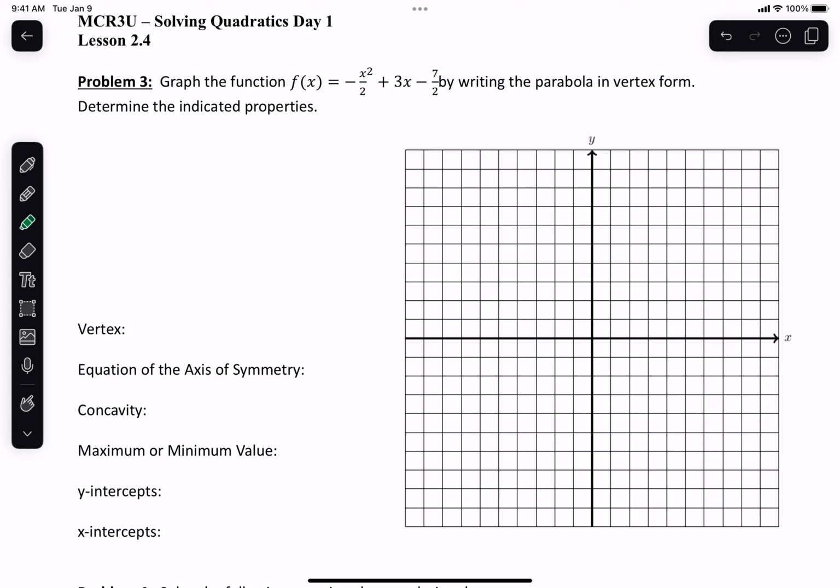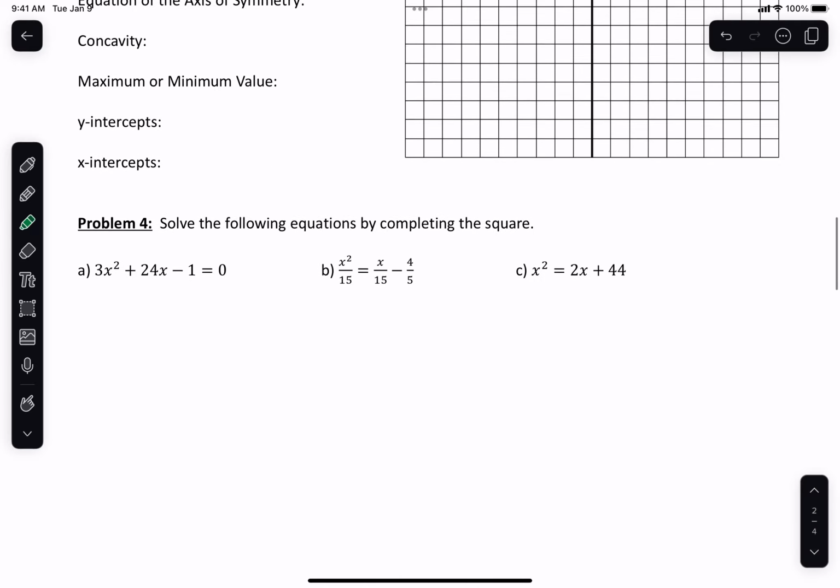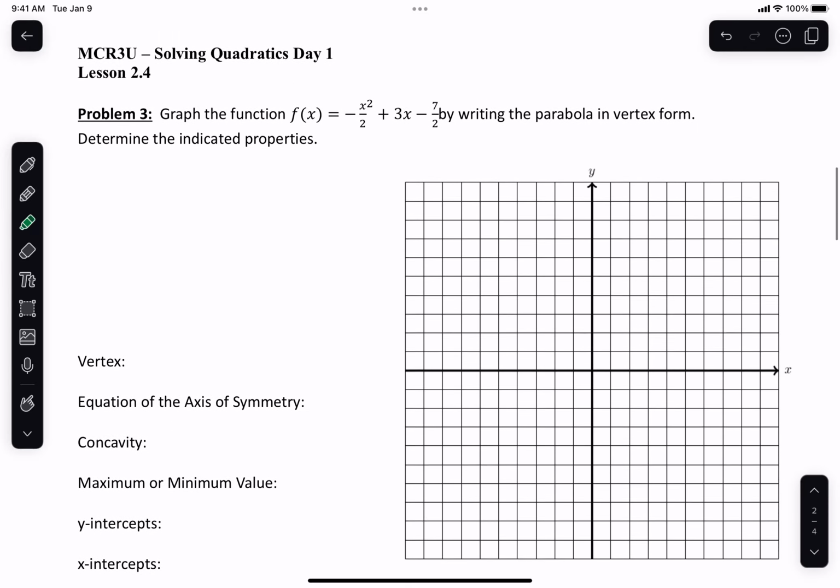Okay, what we're going to do is we're going to do problem 3 here, and then we'll deal with problem 4 in a separate video. Okay, and then you have some more questions to try and tackle.